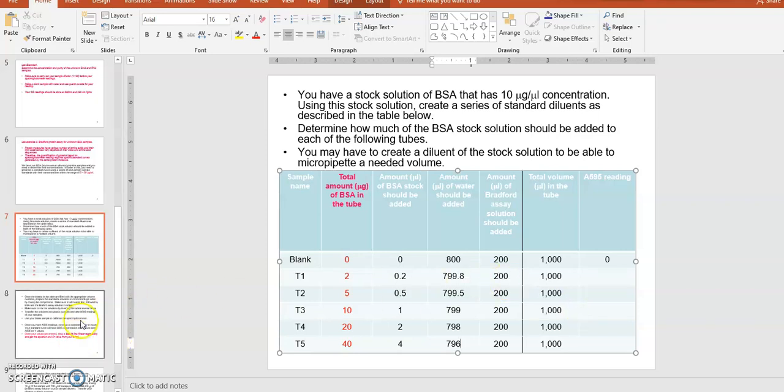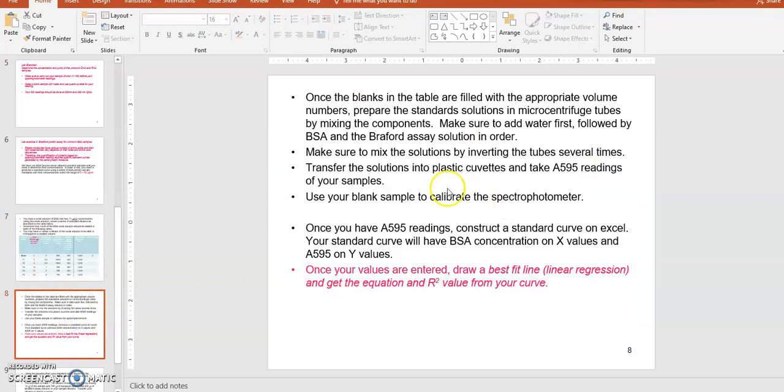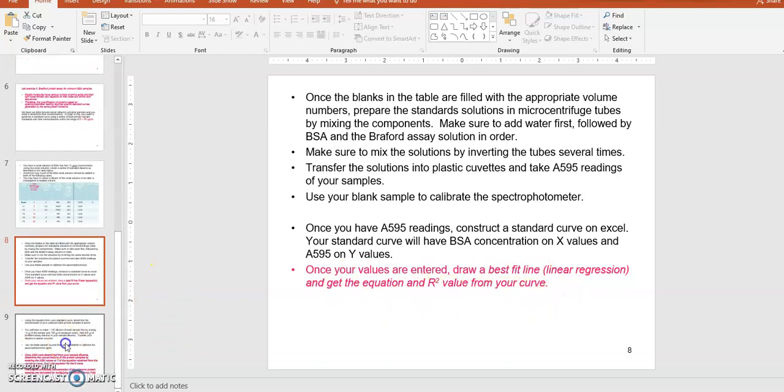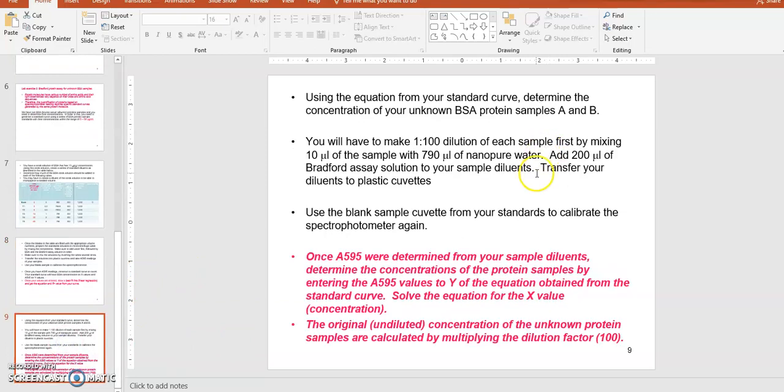After that's done, this slide talks about how you can create the standard curve using Excel, right? I just told you about it. Two columns, concentration versus its absorbance. You can create that standard curve, and you get a best fit line and its R-square value and equation. That's what you need. And if you have that, then you will be given 2 BSA unknown samples, and you're going to estimate their concentration. How are you going to do that?